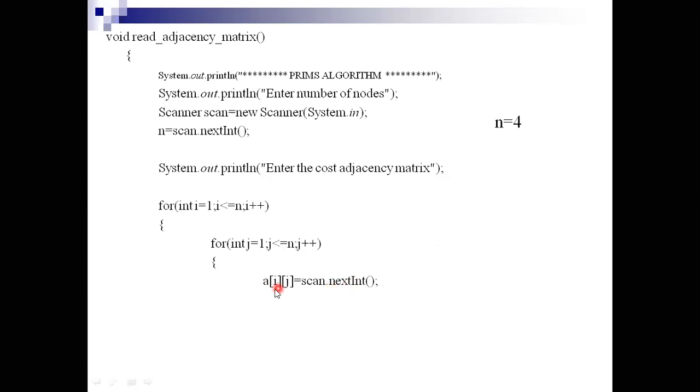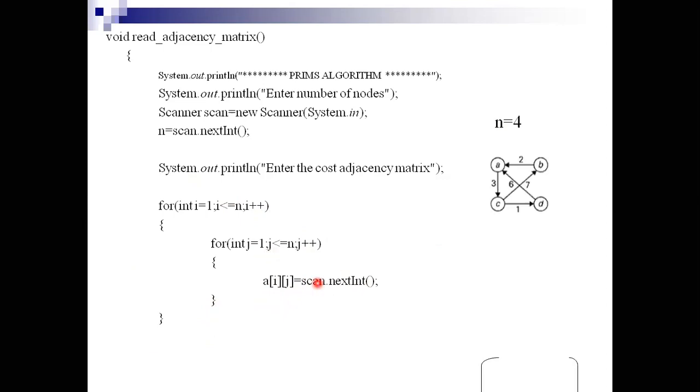So whatever you enter, place it in A of ij. A of ij is now what? Scan.next. And this iterates over the entire matrix being read from the user. So n cross n values are to be read. If it is 4, I should now read 16 values from the user carefully. So remember, when you are entering, enter the column values separated by a space, and the row values by an enter key.